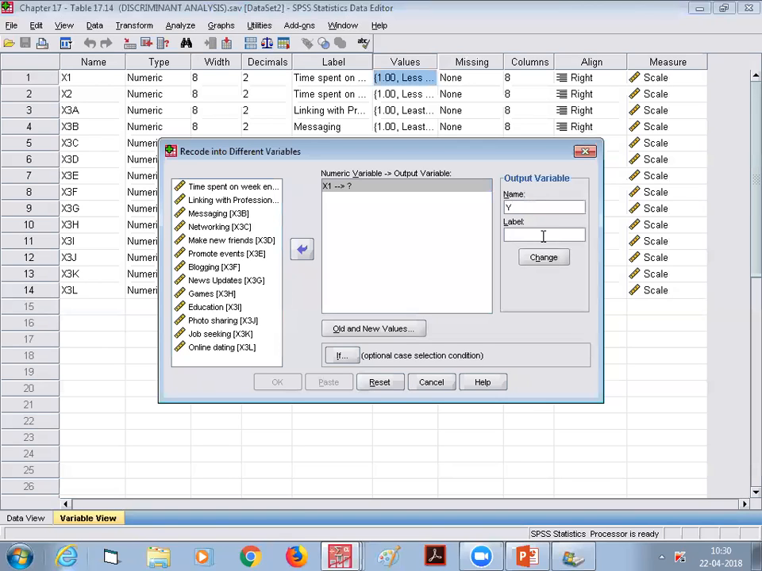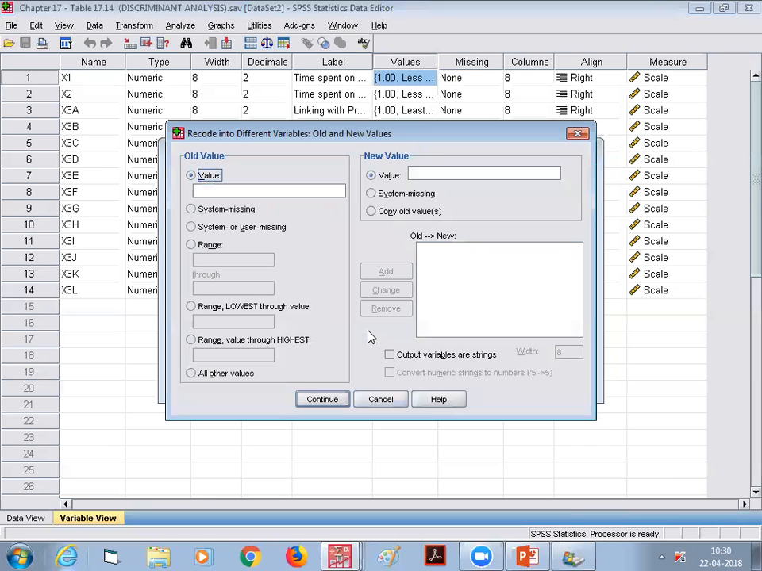What would you call this variable? Grouping variable. So I have given a name. Now you have to change this. How to change that? You have to go for Old and New Values. Now, what is the old value we have? The old value is 1 for less than 1 hour, no? So I'll use the new value as 0 for that.